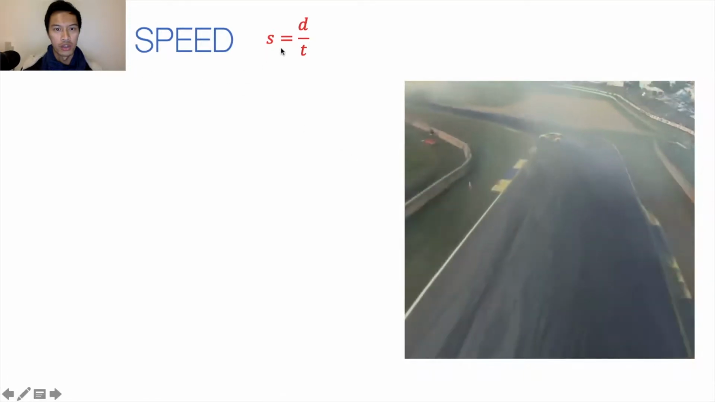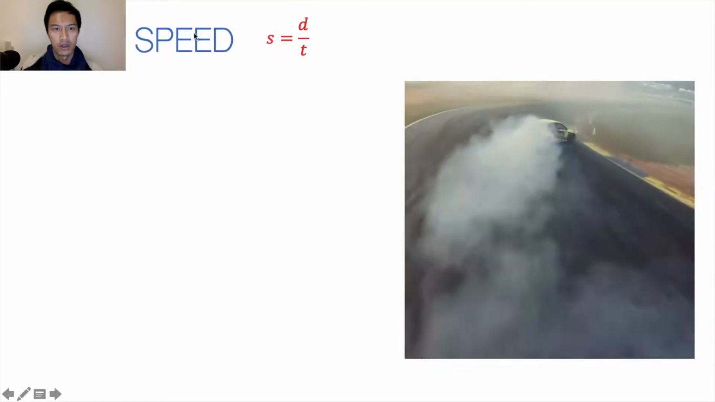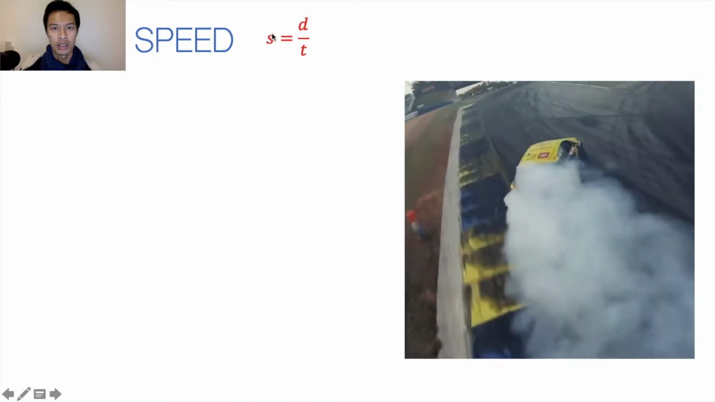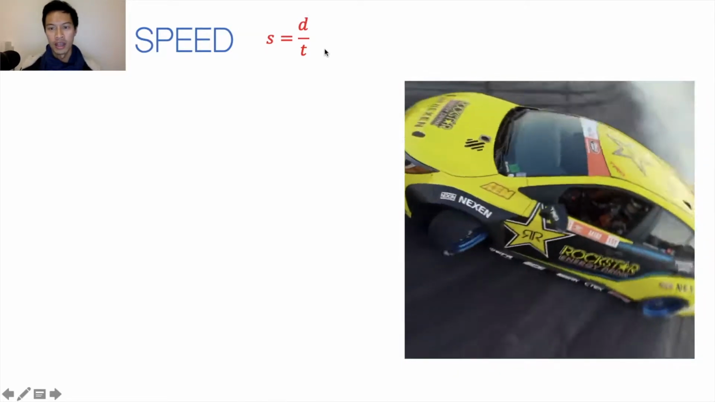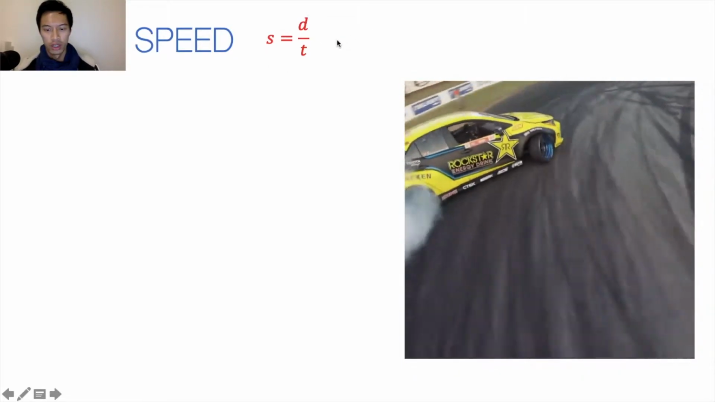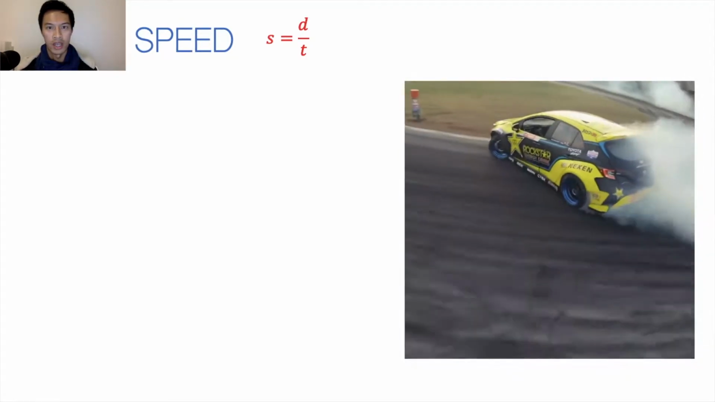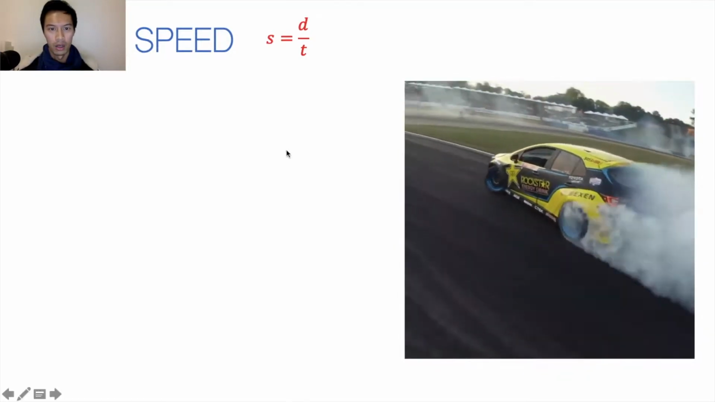Whenever you see me talk about one of the subheadings, you'll notice that I'll put the little formula there. In this case, speed has the formula S equals d over t, and that there is just a little bit of drone footage of a car racing for your entertainment. Let me go to the next slide.